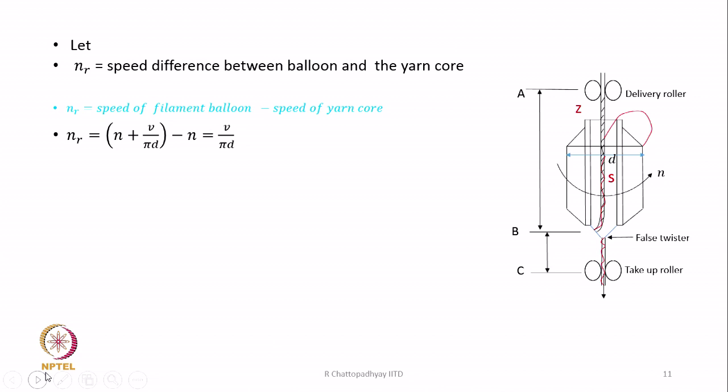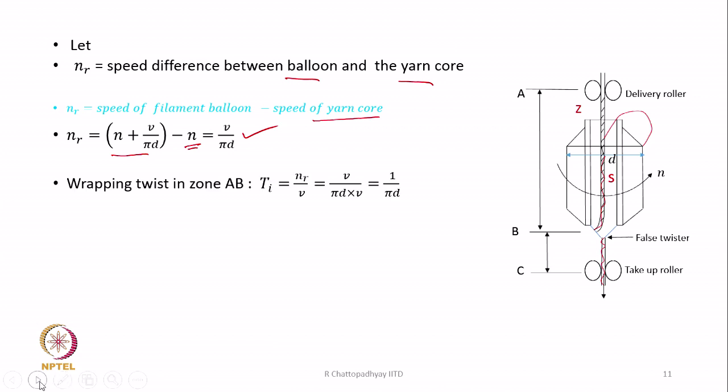Let n_r be the speed difference between the balloon and the yarn core. So, n_r is going to be the speed of the filament balloon minus the speed of the yarn core, which is n. So, that is v by pi d, as I have already mentioned. N and n will cancel and we will be left with v by pi d.